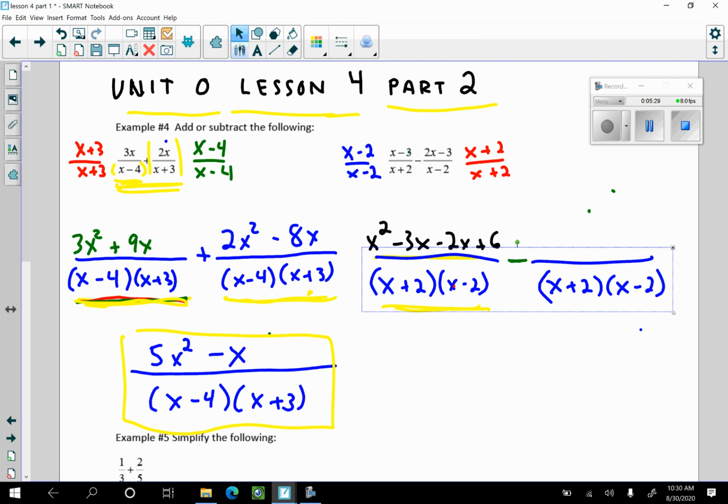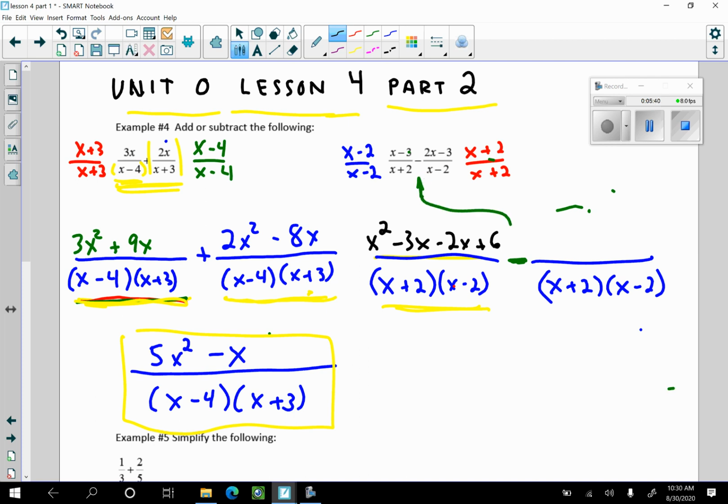I don't know what's going on there, so maybe we can deal with it. So don't forget this negative sign here. A lot of people forget that negative sign. Don't forget that negative sign. All right. So now let's multiply this up here.